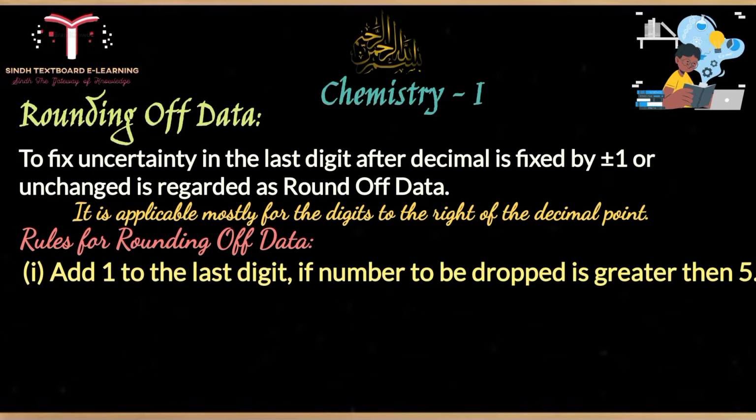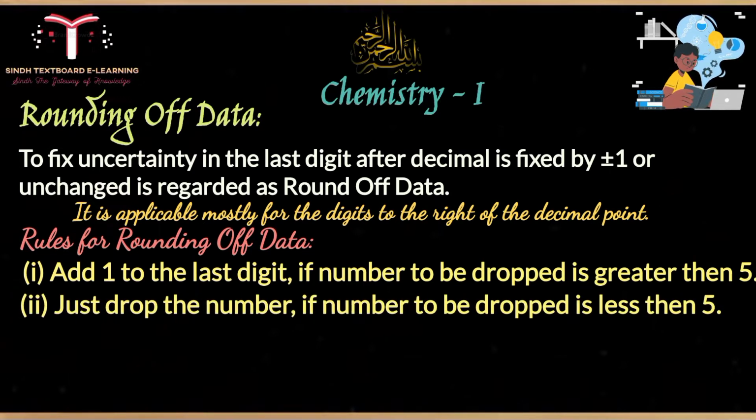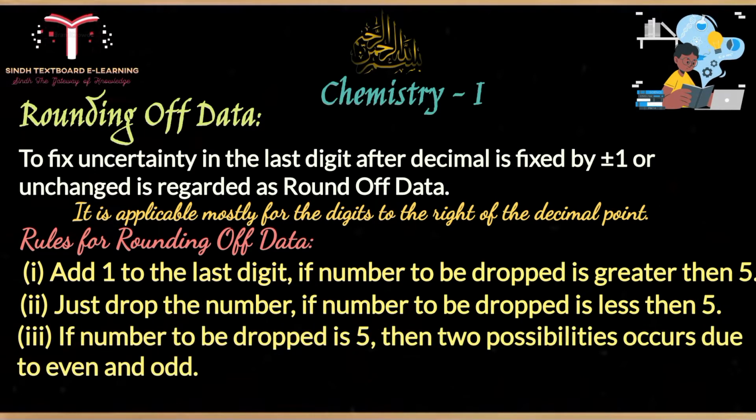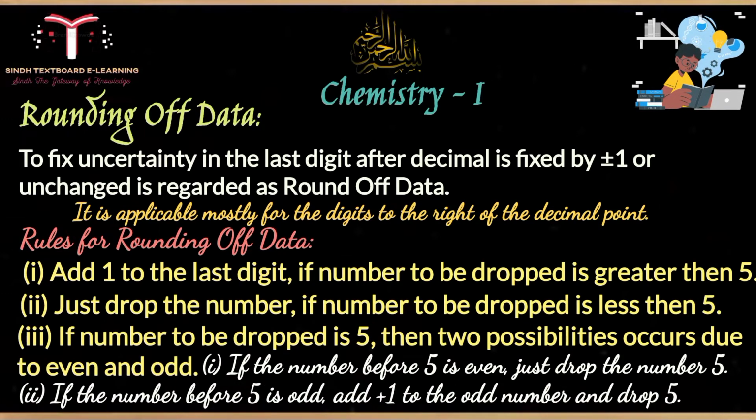Add 1 to the last digit if the number to be dropped is greater than 5. Next, just drop the number if it is less than 5. If the number to be dropped is 5, then there are two possibilities. If the number before 5 is even, just drop the 5. If the number before 5 is odd, add 1 to the odd number and drop the 5. These are the rules of rounding of data.